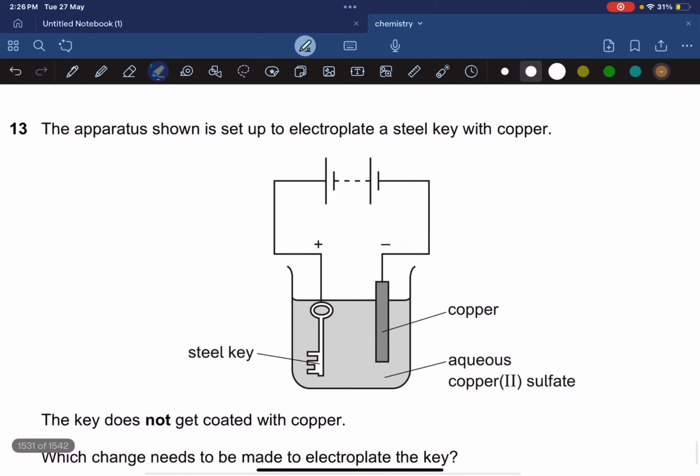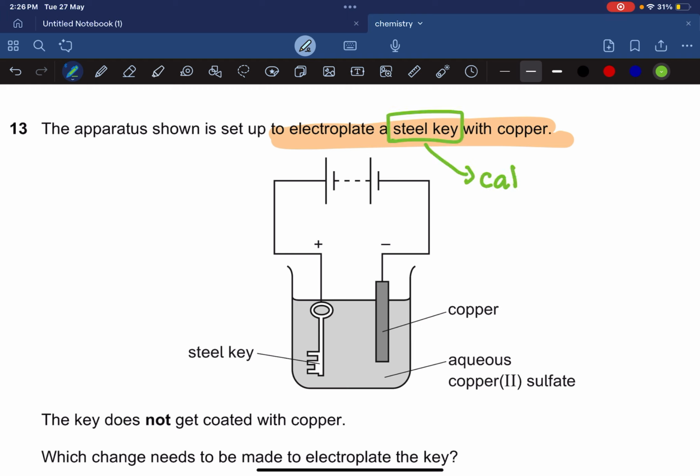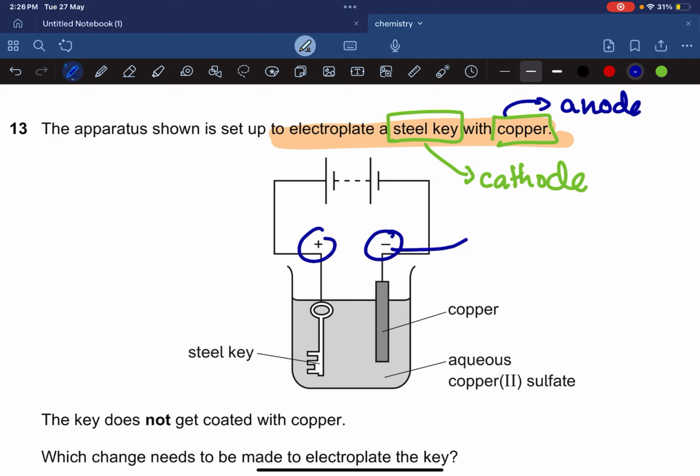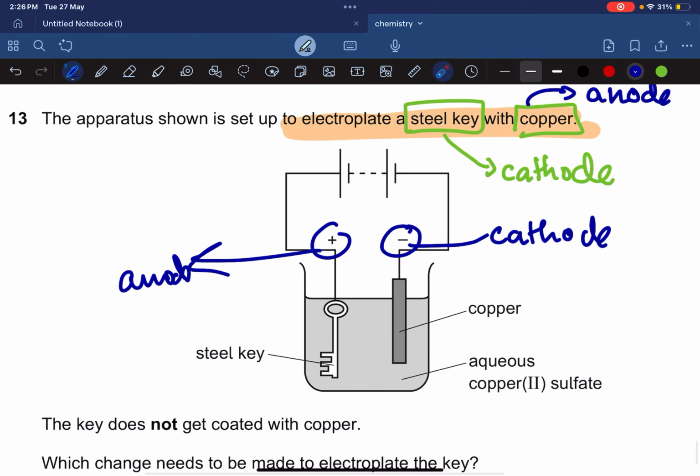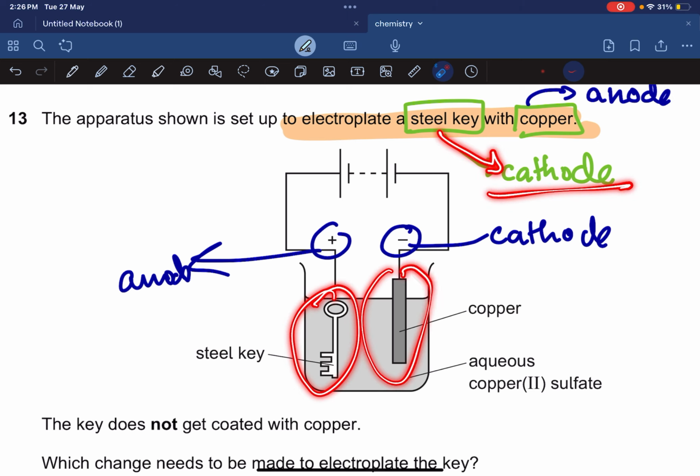Moving on, the apparatus shown is set up to electroplate a steel key with copper. One thing I know for sure is that when I have to electroplate a substance, I keep that substance at my cathode, and the substance with which I have to electroplate it, like copper, I keep at my anode. So negative is going to be my cathode, and positive is going to be my anode. Now what have they done over here? They've placed the key on the anode. That's incorrect. The key had to be placed at the cathode because it is what has to be electroplated, and the copper at the anode.